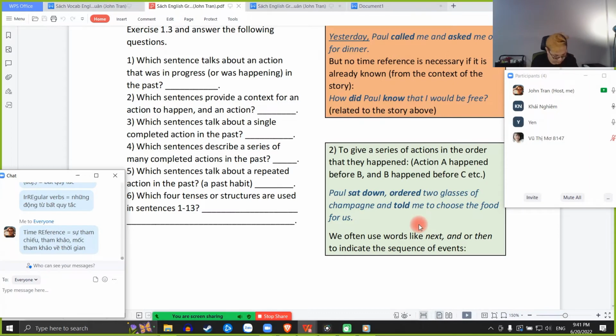We often use words like next and then to indicate the sequence of events.